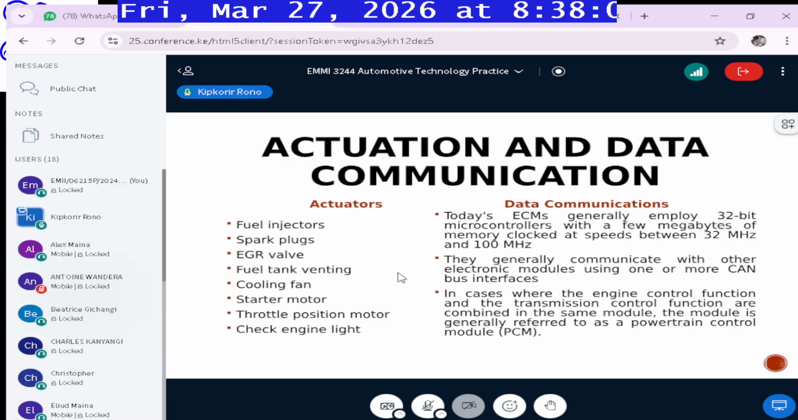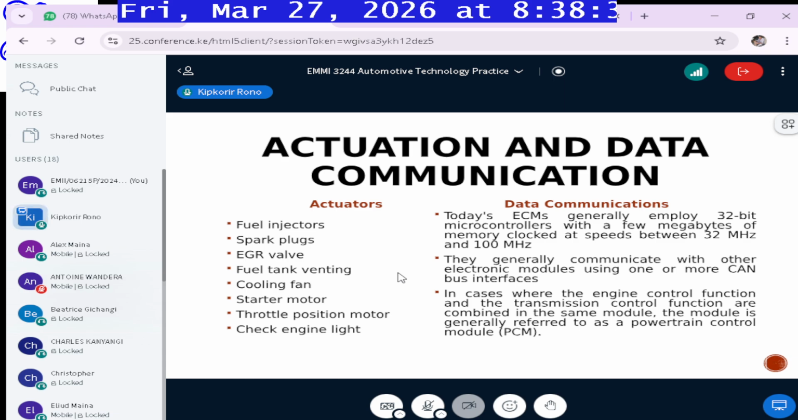Okay, quite a number of actuators. You can see kuna fuel injectors. So the fuel pressure sensor communicates with the fuel injector. So if the pressure is too low, then maybe the engine will instruct the fuel injectors to increase the pressure. Spark plugs, okay, so the spark plugs, if for example there's a misfire, it will always look at the spark plugs.